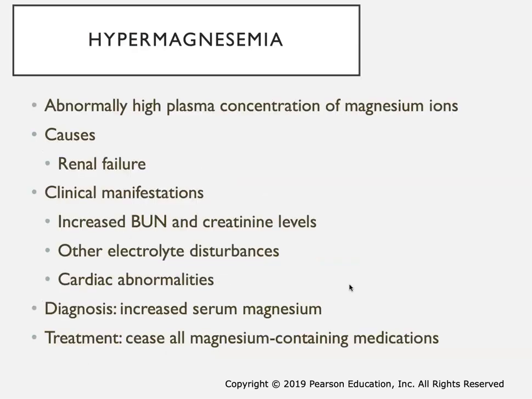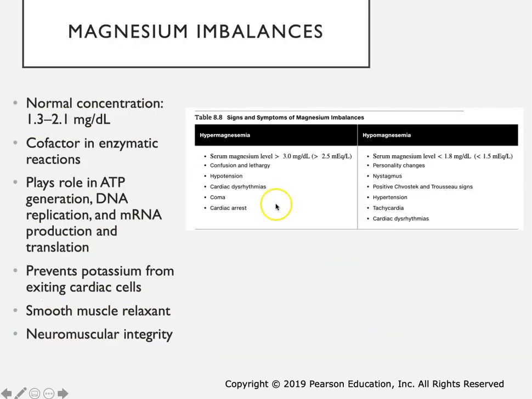All right, and that is the last one. So just to remind you that the signs and symptoms of hypermagnesemia and hypomagnesemia are listed here. Okay, again, you can see that there's dysarrhythmias with both hyper and hypo. And you can see it's going to affect blood pressure as well.